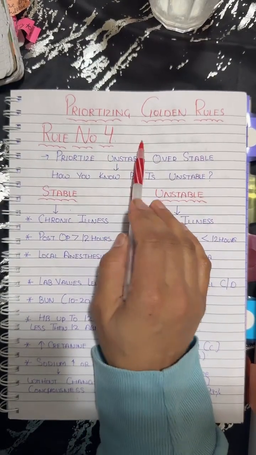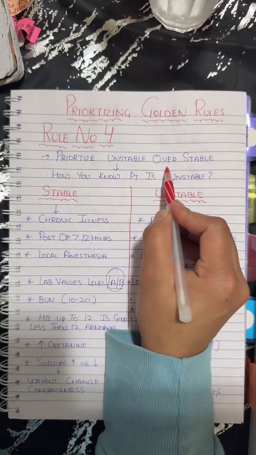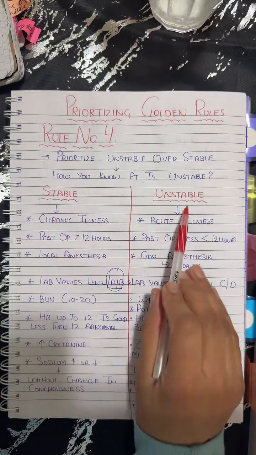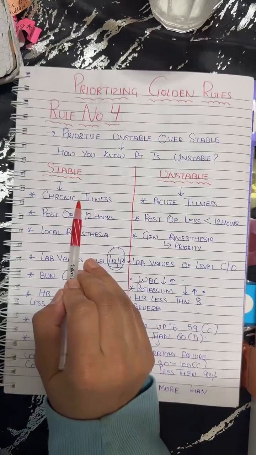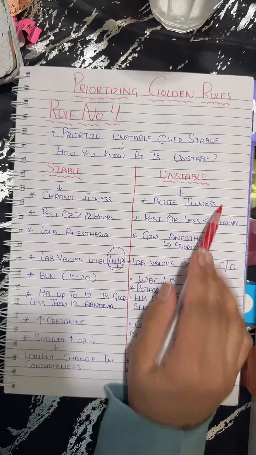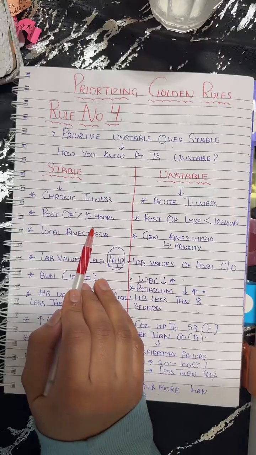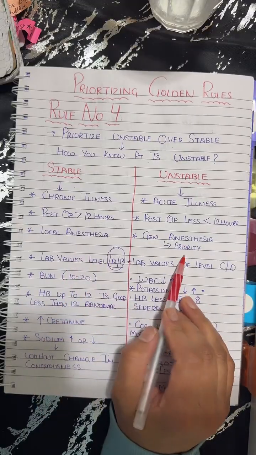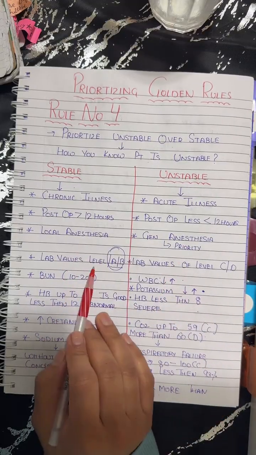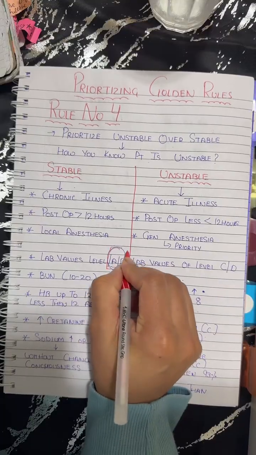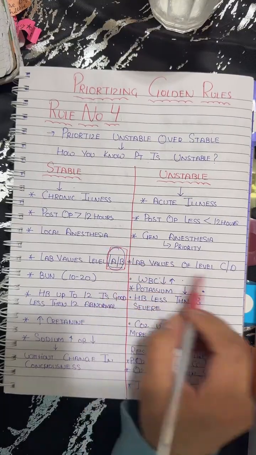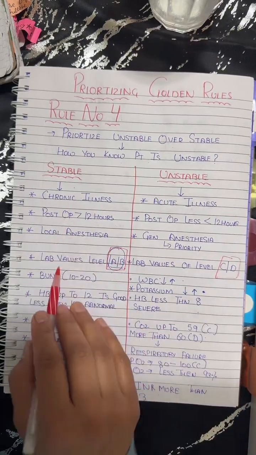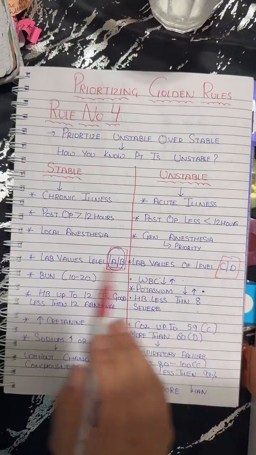Prioritizing golden rules. Rule number 4: prioritize unstable over stable. How do you know a patient is unstable? These are the stable patients, these are the unstable patients. Chronic illness, stable. Acute illness, unstable. Post-operative, more than 12 hours. Post-operative, less than 12 hours. Local anesthesia is a stable patient. General anesthesia is unstable. Lab values, we will do tomorrow: what comes under A and B and what comes under C and D. Lab values A and B are a stable patient, C and D are an unstable patient.